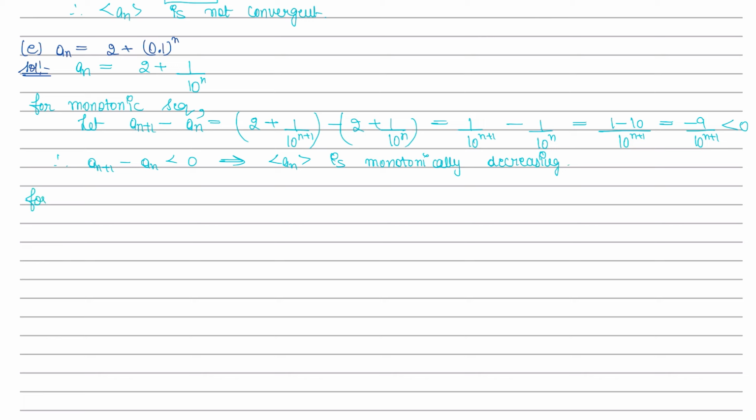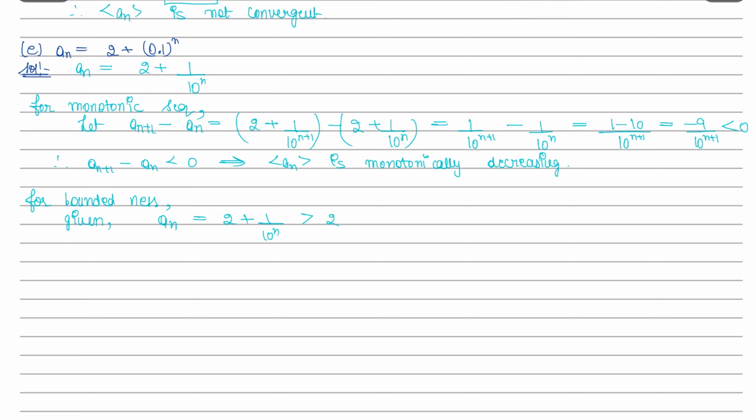Now for boundedness, given an is equals to 2 plus 1 upon 10 to the power n, this is always greater than 2. Why? Because we are adding some little points into the term 2, so this term is always going to be greater than 2. Therefore, the given sequence an is bounded below by 2.